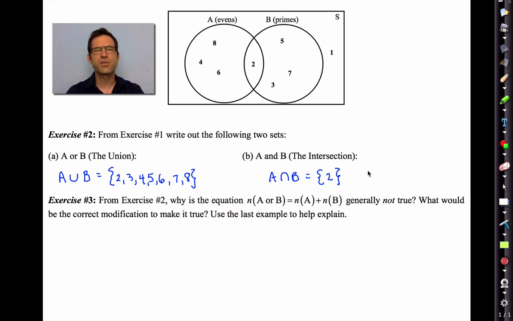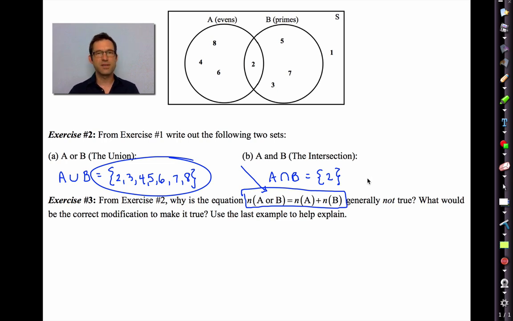Now, exercise 3. From exercise 2, why is the equation N(A or B) equal to N(A) plus N(B) generally not true? What would be the correct modification to make it true? Use the last example to help explain. Now let's just first take a look at this. What this is really asking is, why can't we find the number of elements in the union of two sets, put two sets together, by just adding the number of elements in the two sets that make up the union? Think about that for a minute.